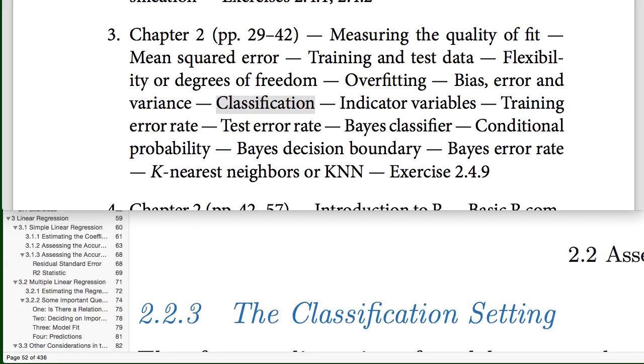So this is section 2.2.3. And here are the terms that we're going to need to master in this section: indicator variables, the error rates, both training and test error rate, the Bayes classifier, the notion of conditional probability, the Bayes decision boundary, the Bayes error rate, and the k-nearest neighbors approach, which is typically abbreviated KNN. And then in the fourth and final video, we'll deal with exercise 2.4.9.